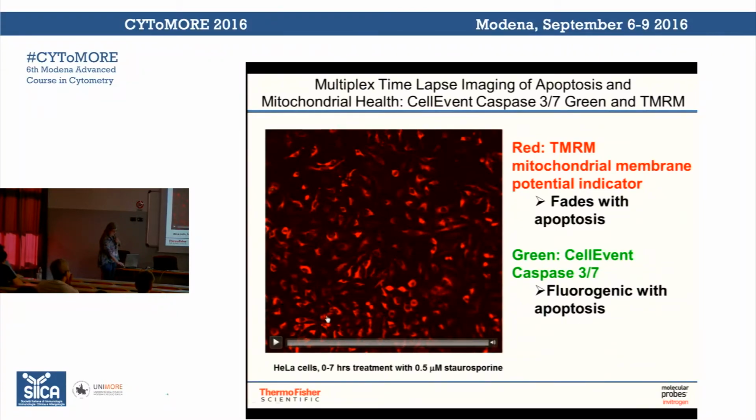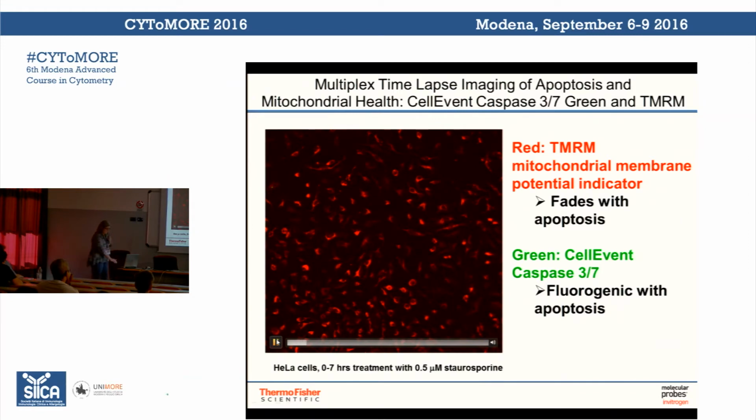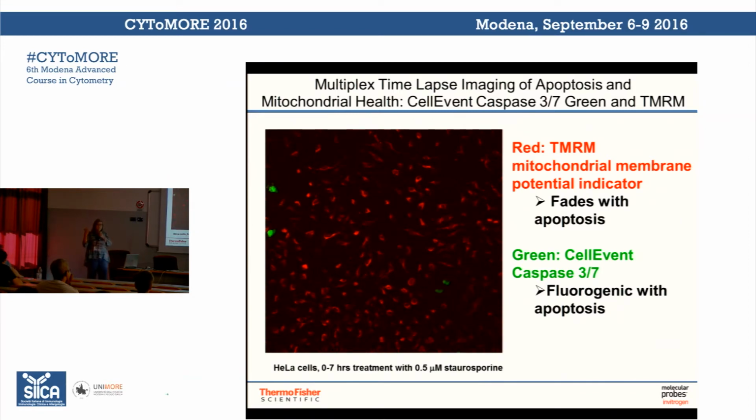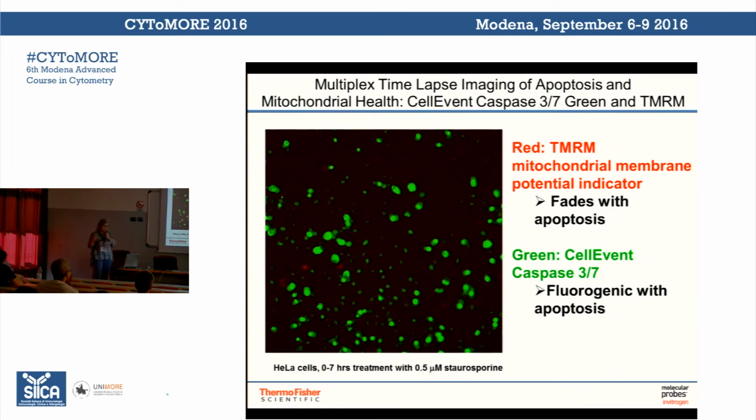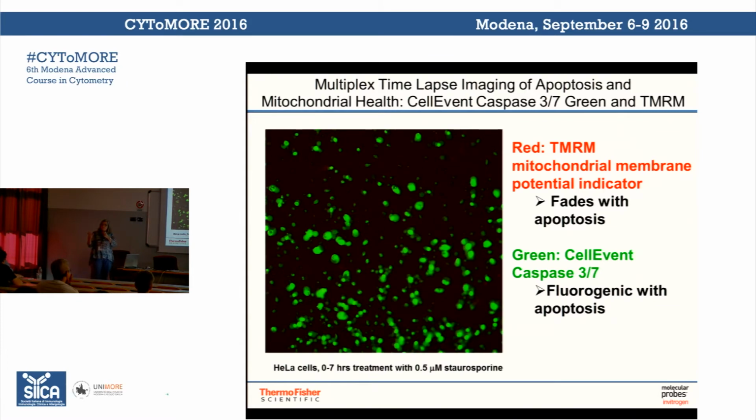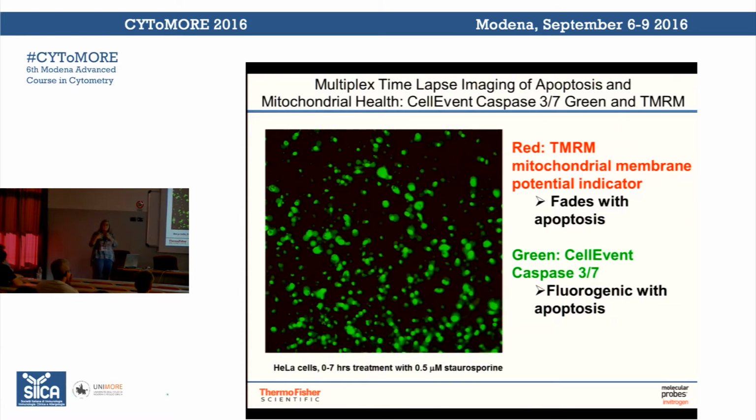So here's another movie showing tetramethylrhodamine methyl ester with CellEvent. So the mitochondria are very healthy and happy and bright red, and with the induction of apoptosis, you can see that the red fluorescence goes away and the green fluorescence of the apoptotic marker comes on. So this is in flow cytometry, we look at time points of this.